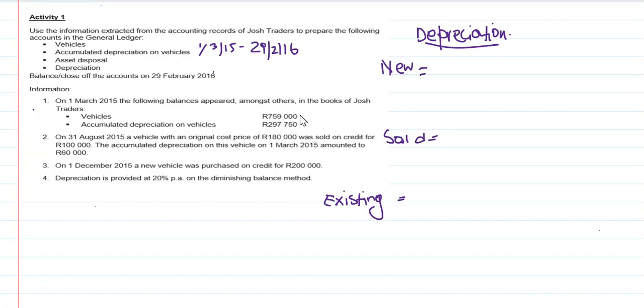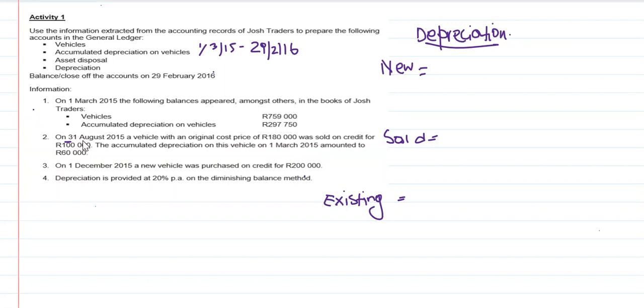Vehicles 759,000, accumulated depreciation 297,750. Then on the 31st of August they sold a vehicle. The cost price is 180,000 rand, the selling price 100,000. The accumulated depreciation on the opening balance at the beginning of the year was 60,000 rand. So this is the vehicle that has been sold. On the 1st of December 2015, a vehicle was bought for 200,000 rand, but it was not recorded. Depreciation is provided at 20% on the diminishing balance method.